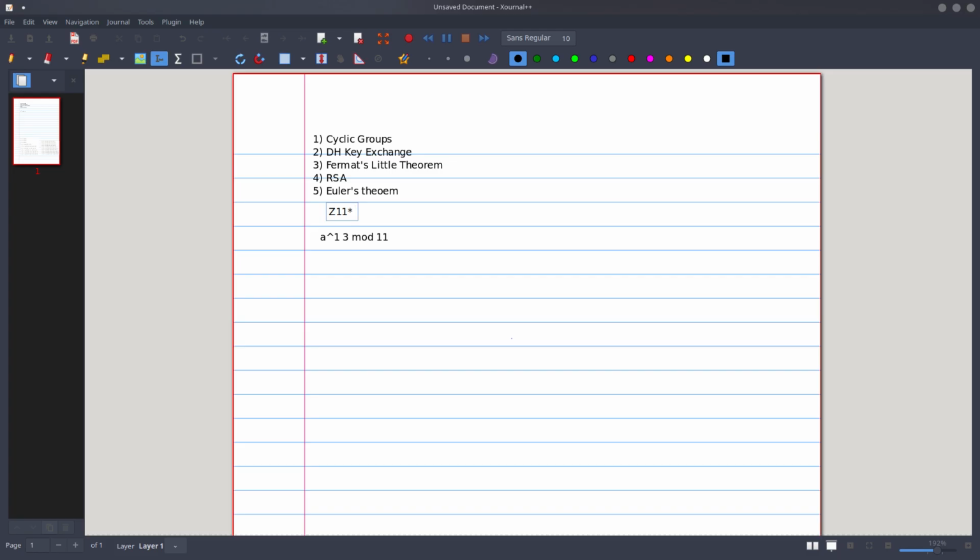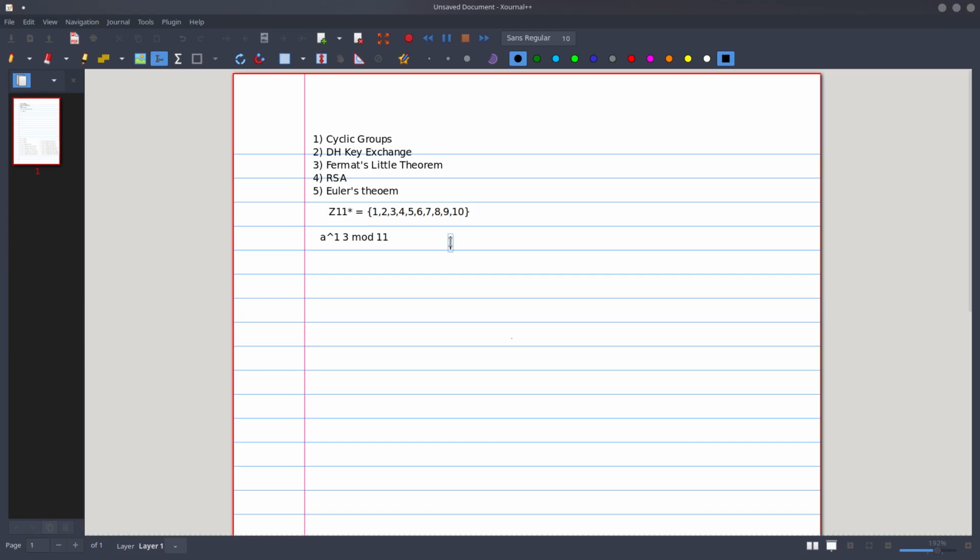If you don't know, Z11 star, all that means, right, is related to the Euler's totient function. That's literally what Z11 star means, right? Euler's totient function is going to return the group cardinality, right? How many elements inside of this group are relatively prime to 11, right? And so Z11 star would actually just be everything except 0, right? You just kick the 0 out. So it's 1, 2, 3, 4, 5, 6, 7, 8, 9, and 10, right?